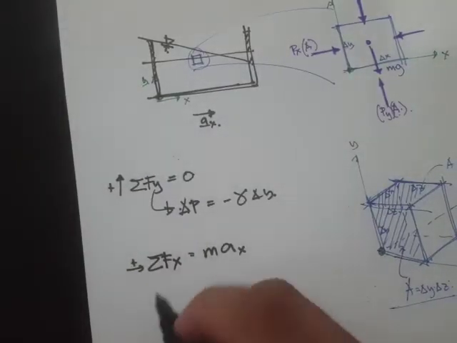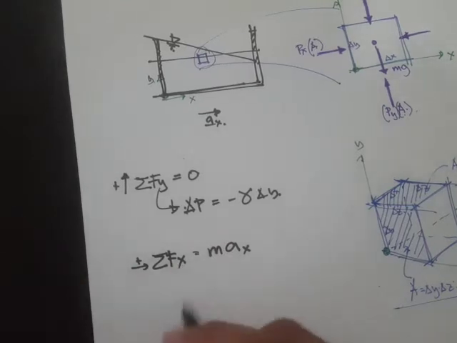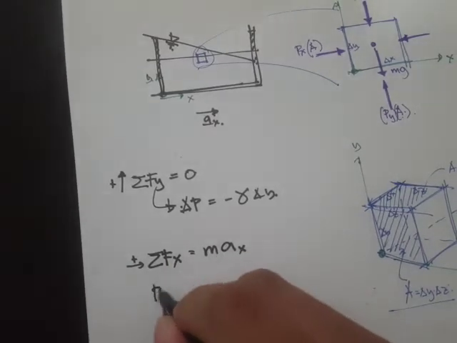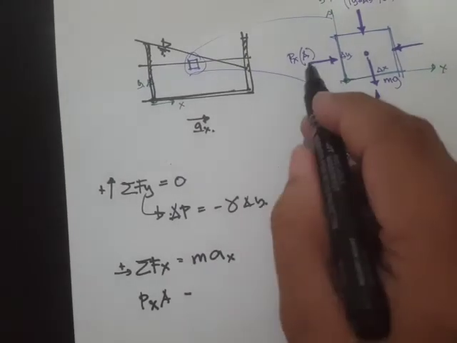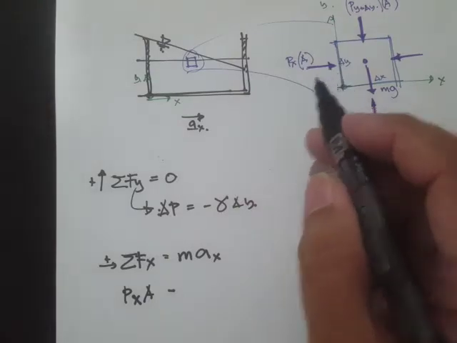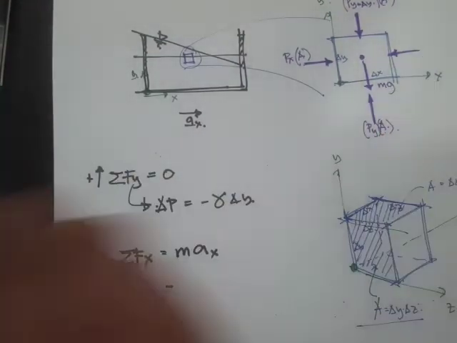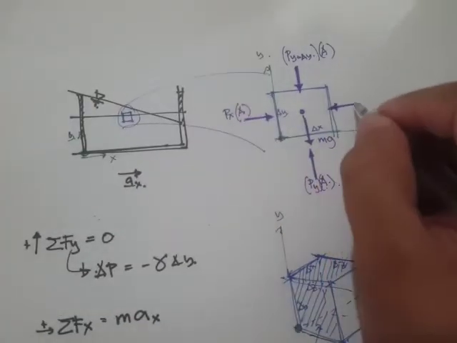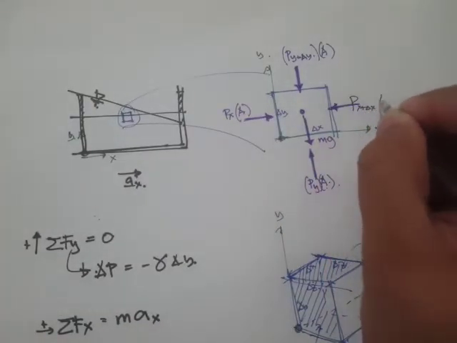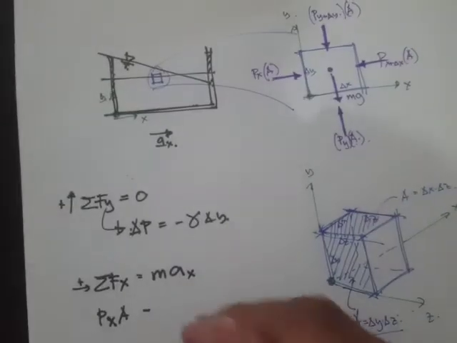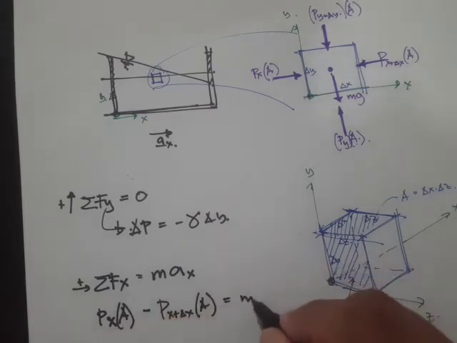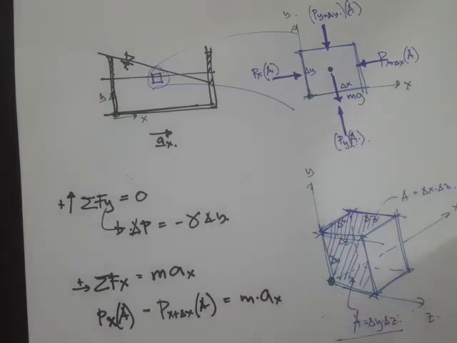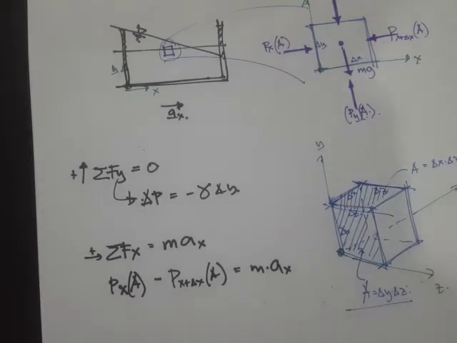Now let's write down the forces. So p sub x times the area, which is positive because it's going to the right, minus p sub x plus delta x times the area, is equal to m times the acceleration along the x-axis.